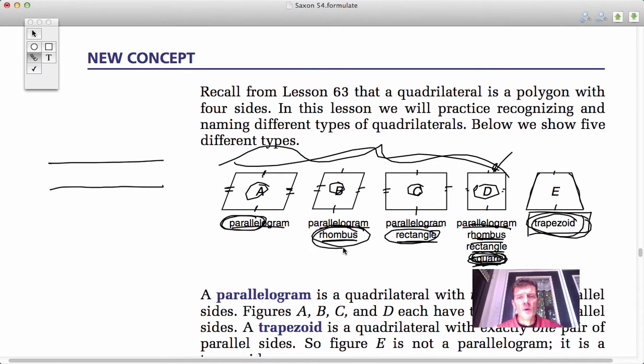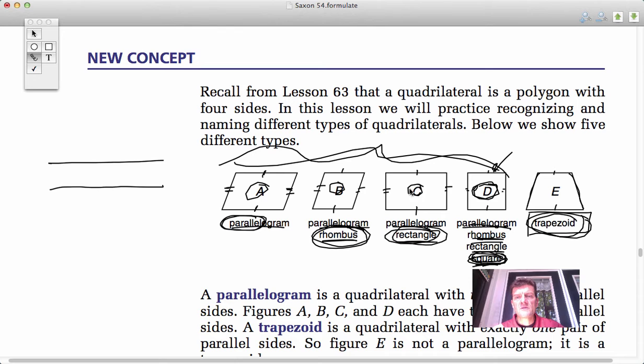Okay, what makes it a rhombus? Well, a rhombus is a parallelogram, but specifically when all four sides are equal in length. So all four of these sides are the same length. That's what makes it a rhombus. It's kind of like a square. You'll see here D is a square that's slanted or pushed to the side a little bit. It's kind of leaning over. But all four sides have to be the same length.